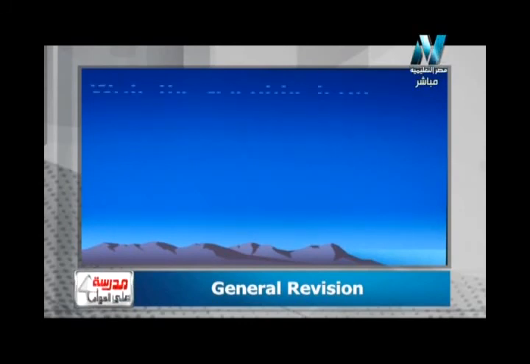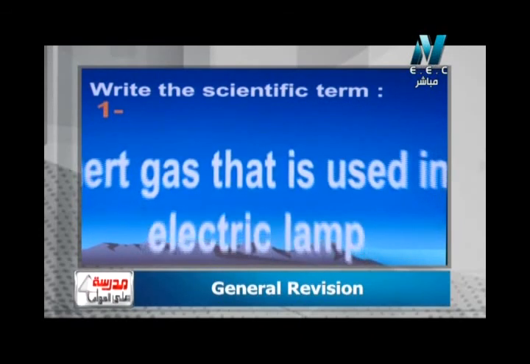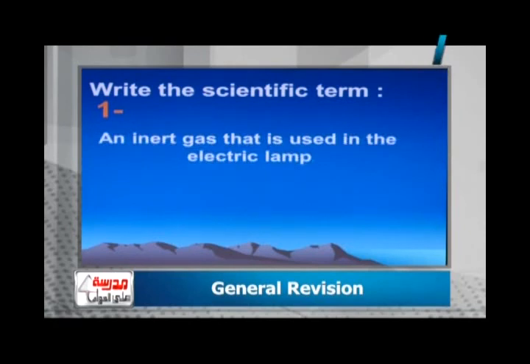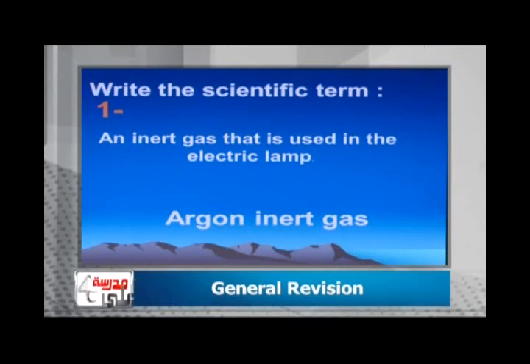Write the scientific term, another type of question, and I advised you before: read the question carefully, especially the first word or the first two words. An inert gas that is used in the electric lamp. الغاز اللي موجود جوه اللمبة, surely it will be argon. Argon inert gas is used in the electric lamp.